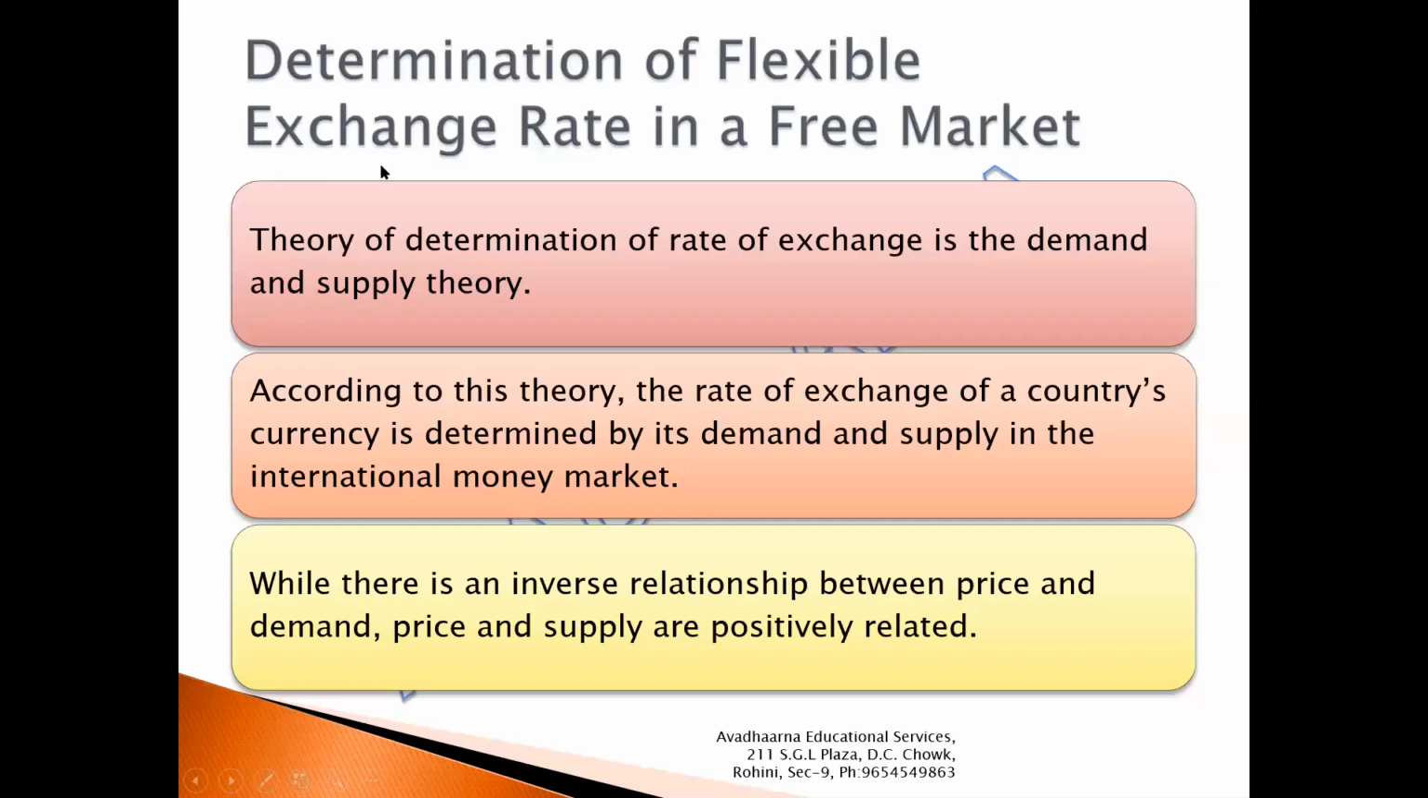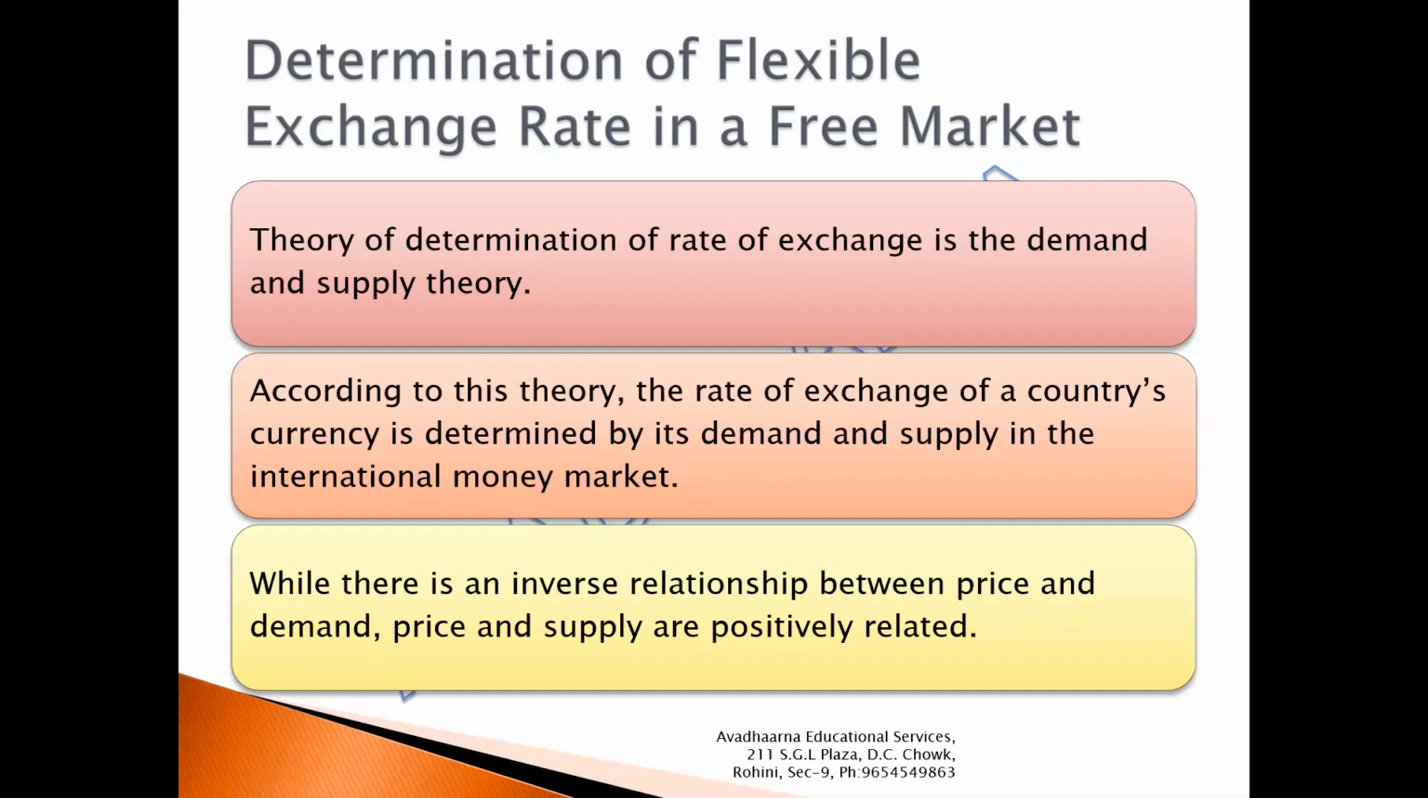Determination of flexible exchange rate in a free market. Now, the theory of determination of rate of exchange is the demand and supply theory. According to this theory, the rate of exchange of a country's currency is determined by its demand and supply in the international money market. While there is an inverse relationship between price and demand, price and supply are positively related.